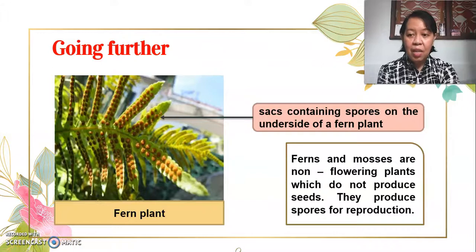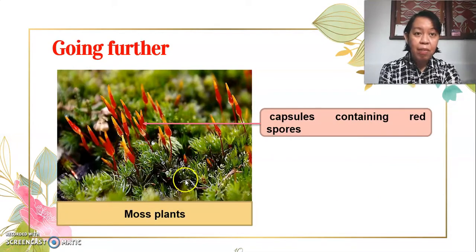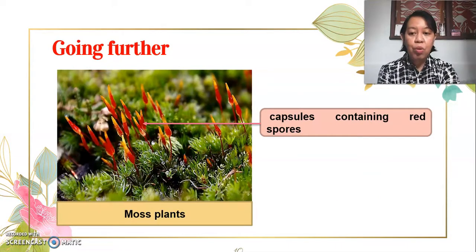And the last example is, we have here the moss plant. These are the capsules containing red spores. So most plants, like fern plants, reproduce through spores.